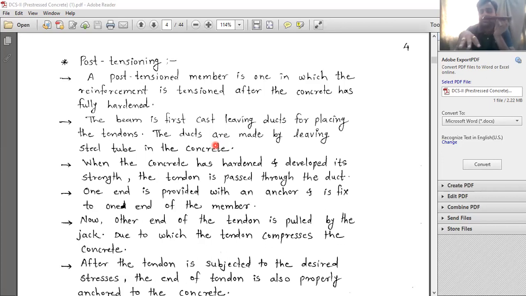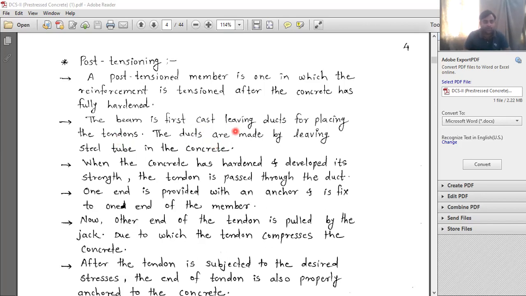Hollow tubes are placed first, and then the formwork is there. Then hollow tubes are placed at the places where we want to insert the prestressed tendons, and then the beam is cast. Okay, and then the concrete is hardened. Once the concrete is hardened, where you have placed the pipes, those portions will remain hollow. Pipes will be there. Okay, so that is what they have told us.